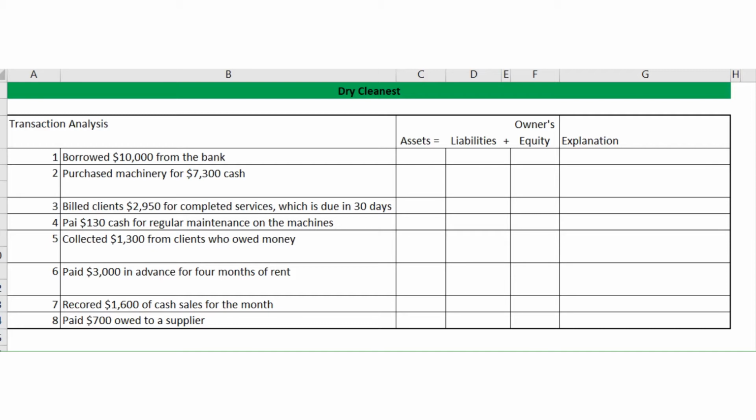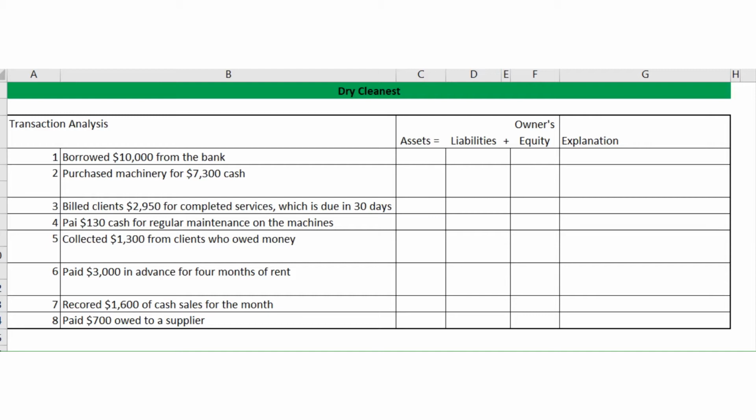First item is a situation where this company, Dry Cleanest, owned by Raya Kapoor, has 8 transactions. First of all, we want to do some analysis, and then we'll go to a worksheet where we will post those transactions and determine an updated asset, liability, and owner's equity balance.